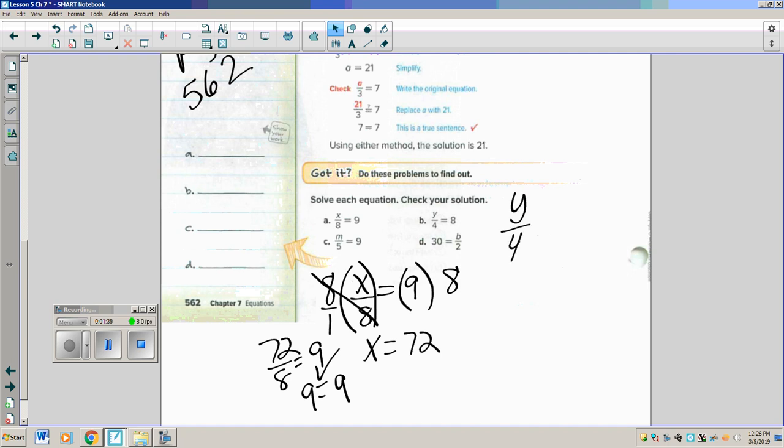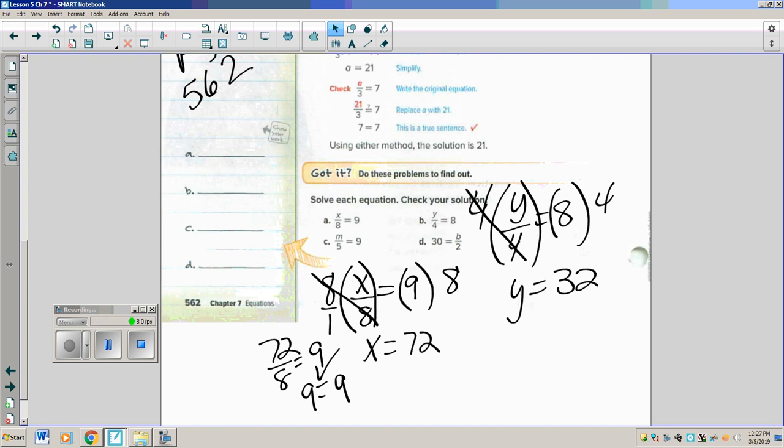Y over 4 equals 8. I'm dividing by 4. The opposite, multiplying by 4. Parentheses. Put whatever you're dividing by on the outside of the parentheses, so that's what you're going to multiply by. Cross out. That goes to 1. Y equals 32. Check. 32 divided by 4 equals 8. 8 equals 8. Check.